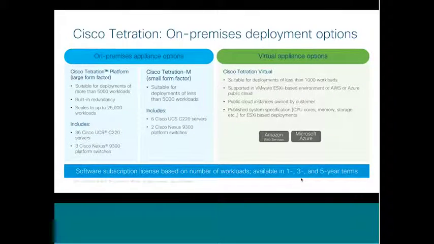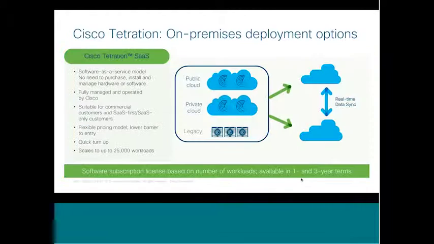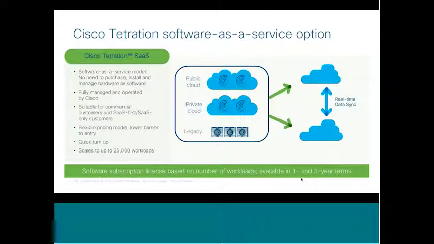It is suitable for smaller environments, commercial customers where they have fewer than 1,000 servers. They can use software sensors, they can use ERSPAN sensors in order to collect the telemetry with the software only, and then they can stream the telemetry, and then of course the Tetration platform runs in an ESXi-based environment. So that is one option that we announced. The other option is the Tetration software as a service option.